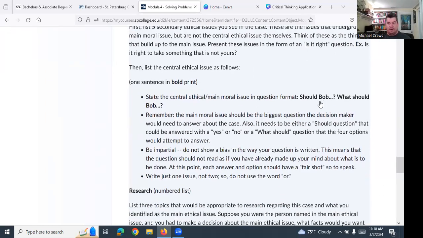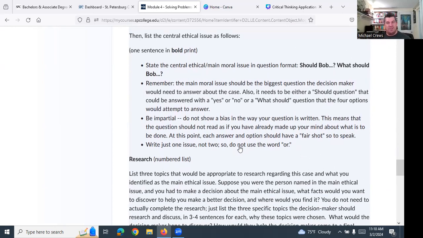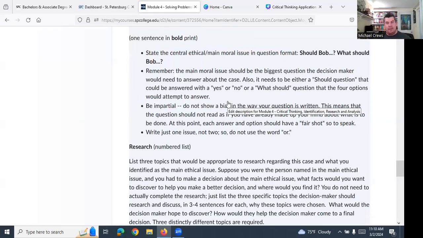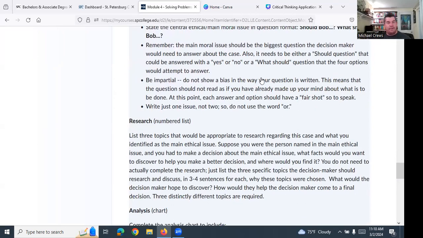So we're going to do that same kind of thing here. Obviously, there's no Bob in yours. I just did that as a placeholder, but you'd be surprised how many people just write the word Bob in there because they're not critically thinking for themselves. They're just, well, it says Bob, I'll put Bob. There's no Bob, okay? It's just there to show you an example. So state the central ethical issue, okay? And then, it talks about how to do that fairly.